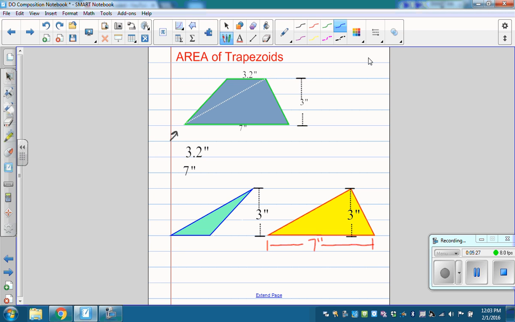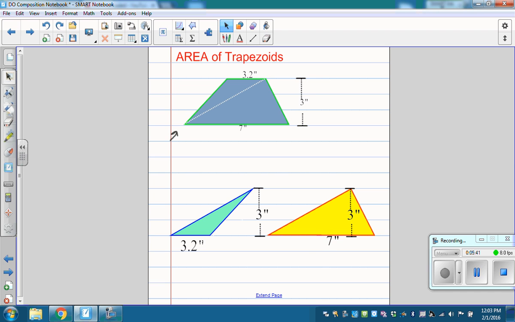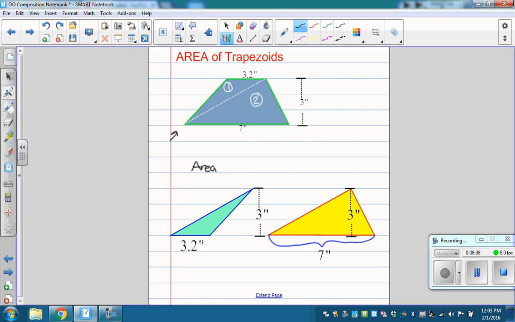And the base of this triangle is 3.2 inches. And we just use this 7 over here. The base of that triangle is 7 inches. So that's this full length. So if you think of the trapezoid up here as area 1 and area 2, then the triangle on the left is area 1, and the triangle on the right is area 2. And if you can figure out the area of triangle 1 and 2, you can get the area of the trapezoid.